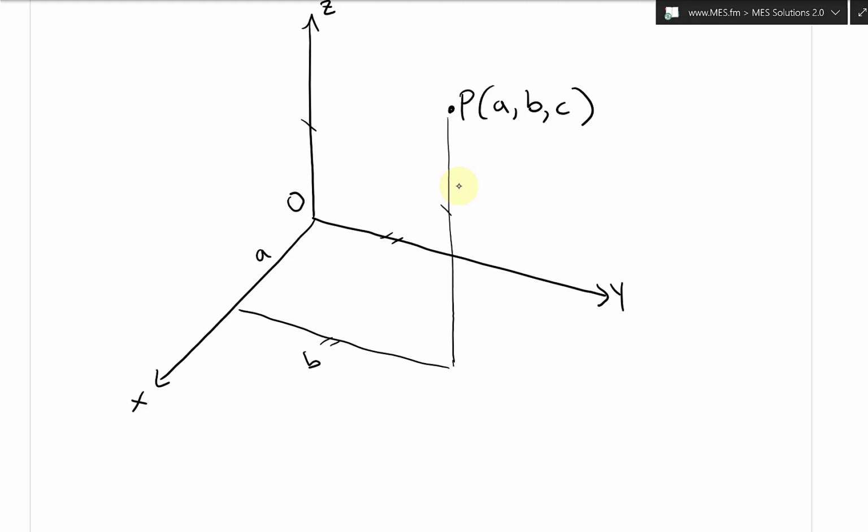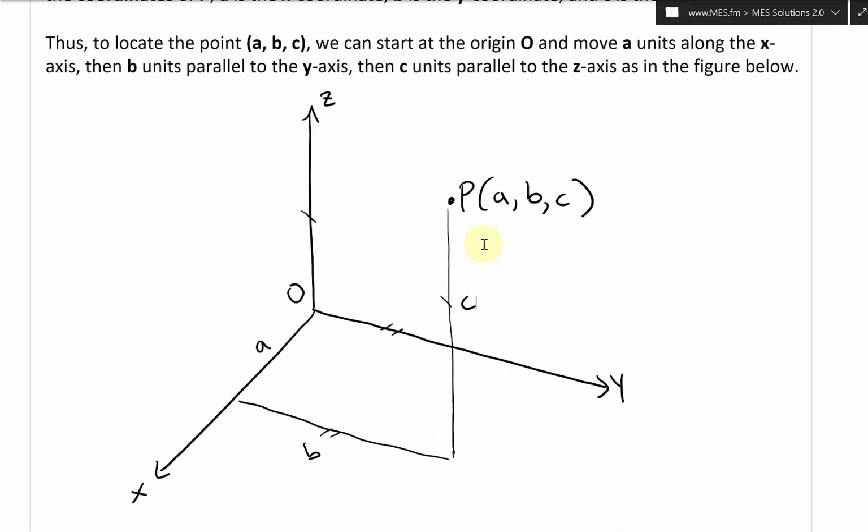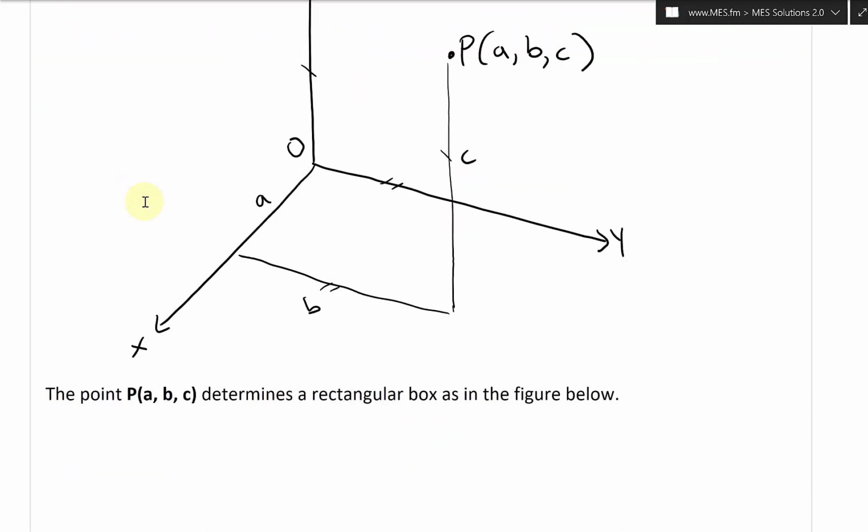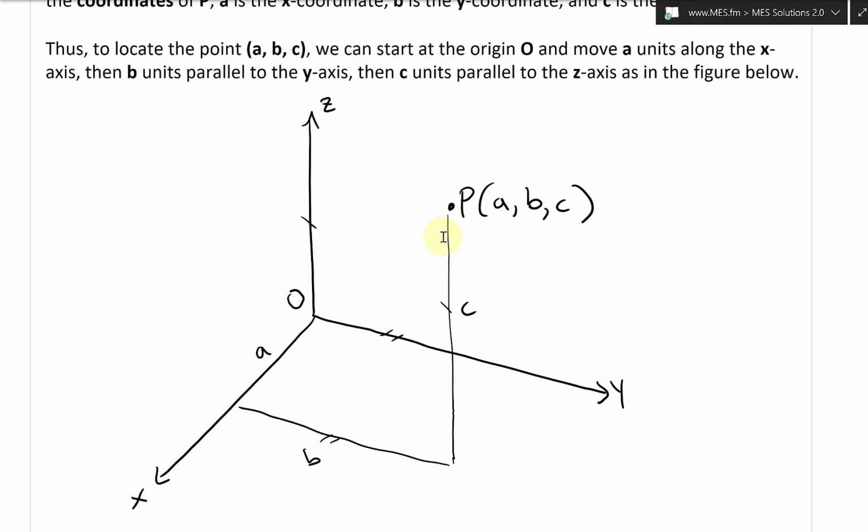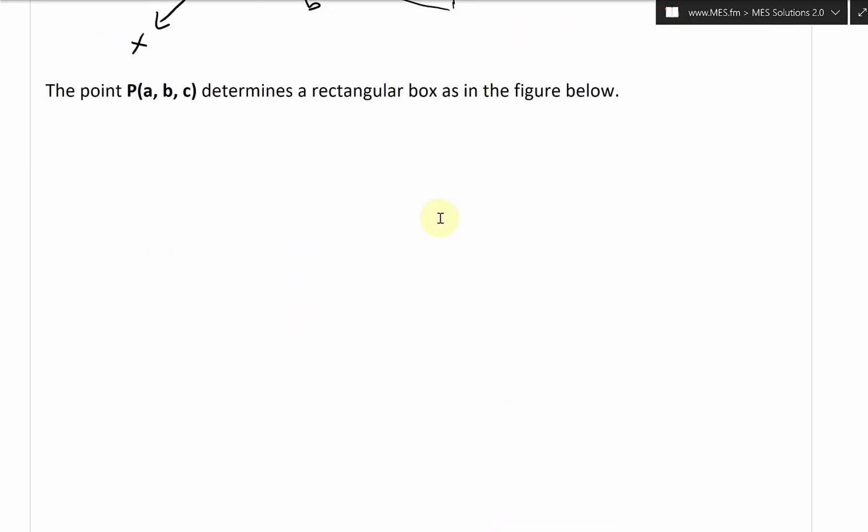This is C, not z. Like that. And then C distance all the way up to there. Alright, so going further, the point ABC determines a rectangular box, as in the figure below. So we have this right here. Let's draw this again, but now you can see that this can form a rectangular box.